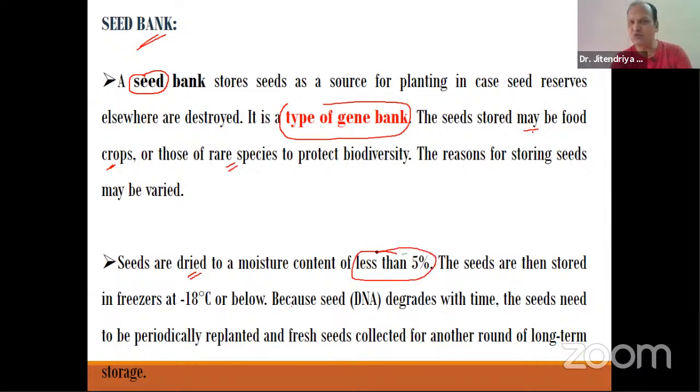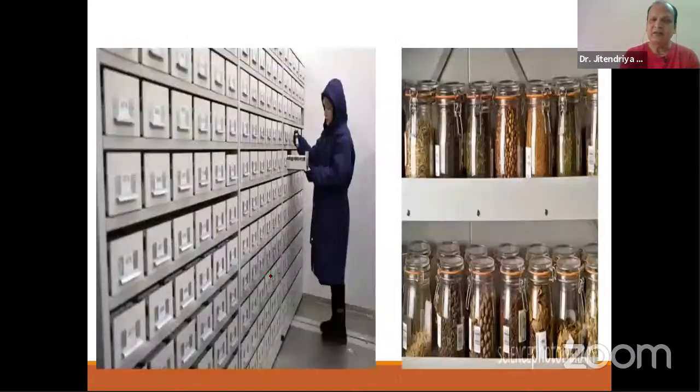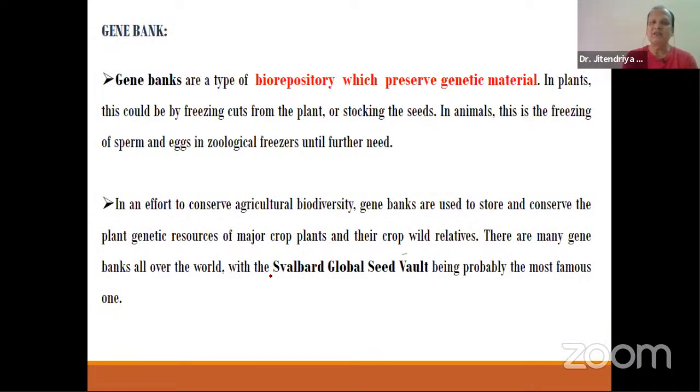It is not related to cryopreservation, but it is a related part. That means that is bank related. We want to store that. You just look here, it can be stored at minus 18 degrees Celsius or below. It is much higher than the temperature of liquid nitrogen. These are some examples where it is being stored. This is the seed bank. Another one is the gene bank, where the genetic materials are being preserved.